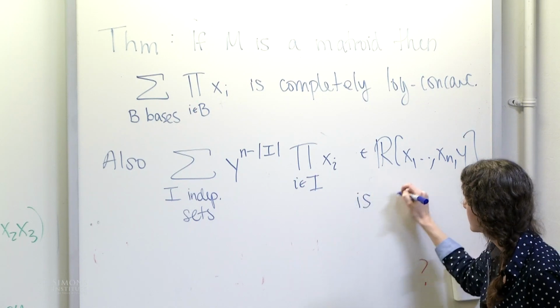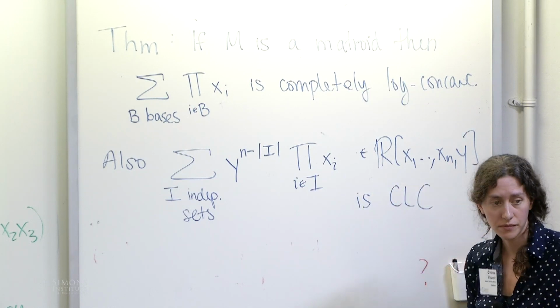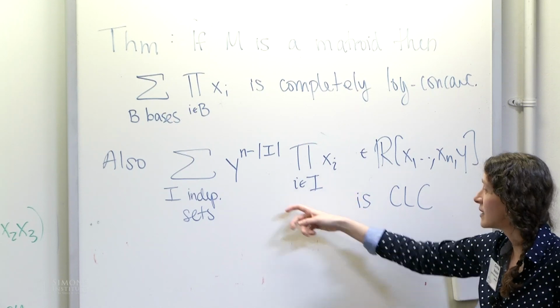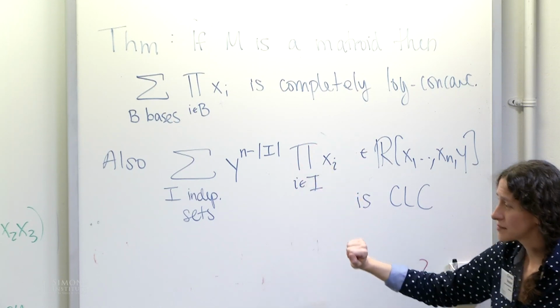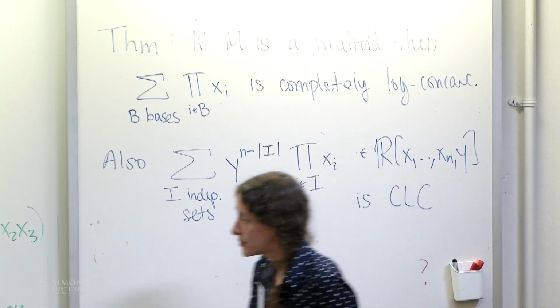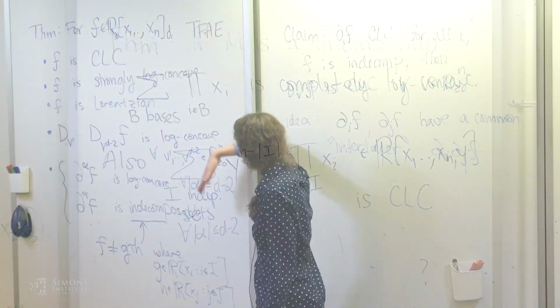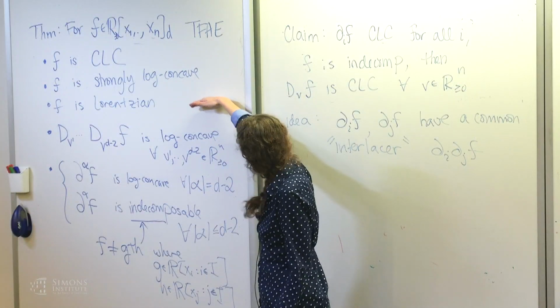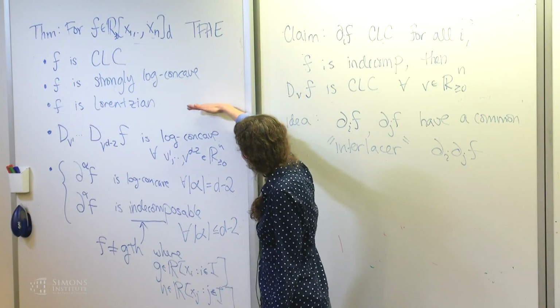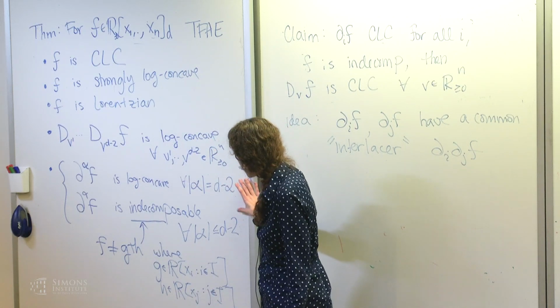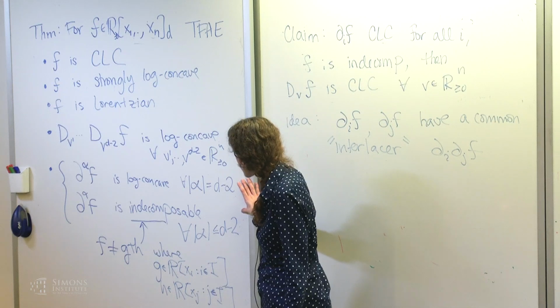This is also completely log-concave, which you can check by using any one of these things. Some of them are easier than others. I think this one is, one can check, and it's sort of the same calculation as checking that these are.